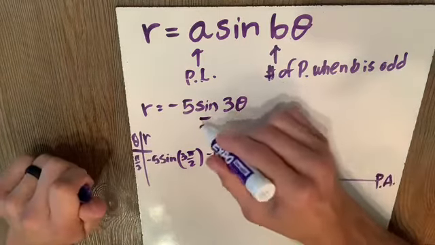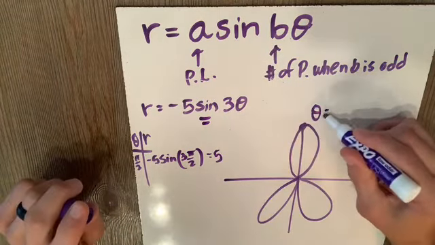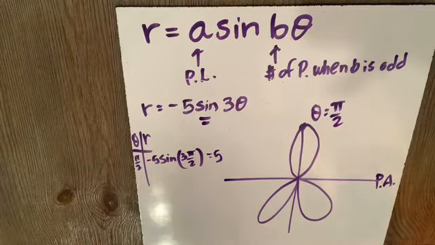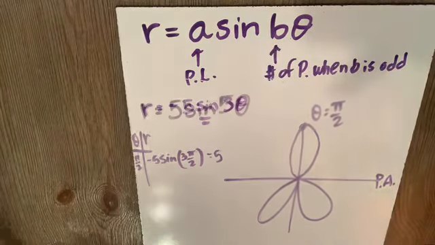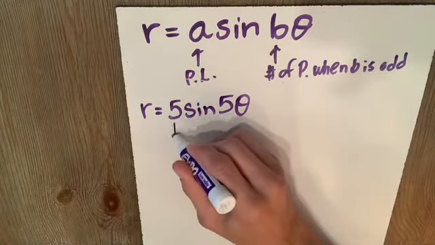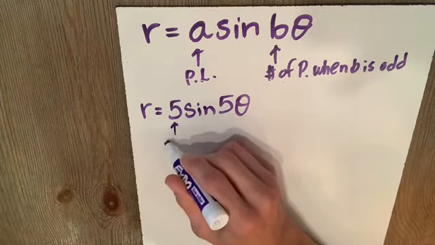Notice it says sine, so we get at least theta equals pi over 2 symmetry always. Cut in half this way. So the negative flipped us. Don't tell me this is a cardioid. This is not 5 plus 5 sine theta. This is 5 sine 5 theta. One term means it's a rose. Number of petals is 5.